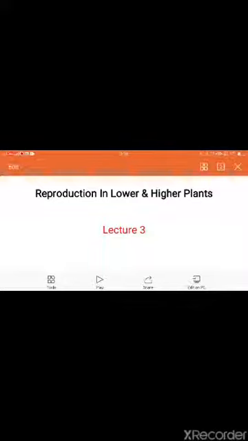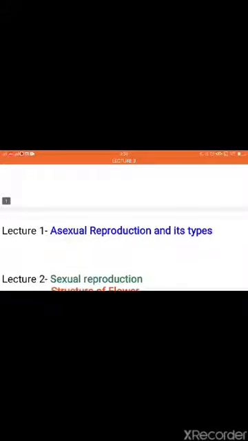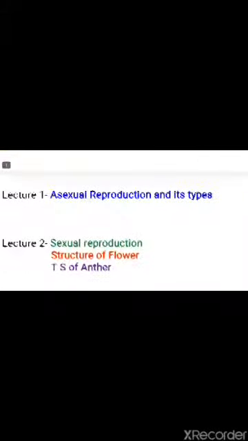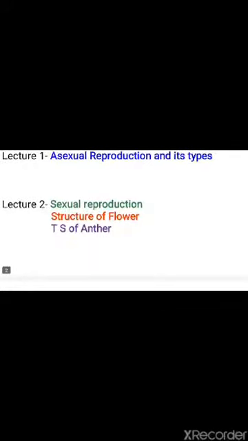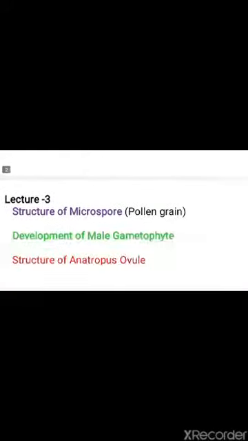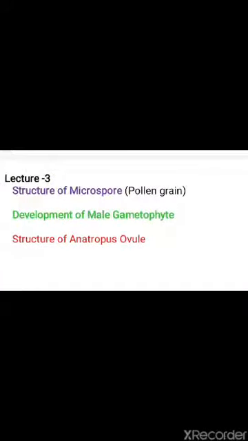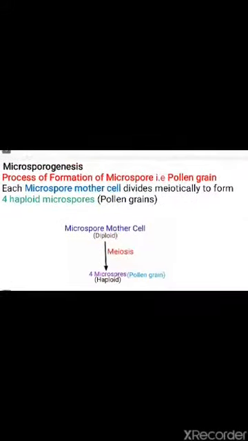Hi dear student, today we are starting with the third lecture on the chapter Reproduction in Lower and Higher Plants. In our last two lectures, we studied asexual reproduction and its types, sexual reproduction, structure of flower and TS of anther. In our third lecture, we will study the structure of microspore, that is pollen grain, then development of male gametophyte and structure of anatropous ovule.